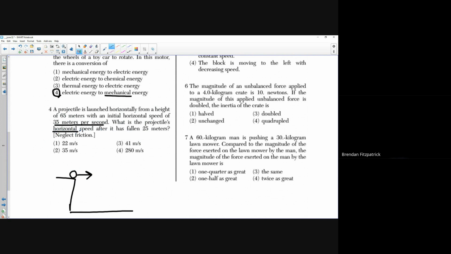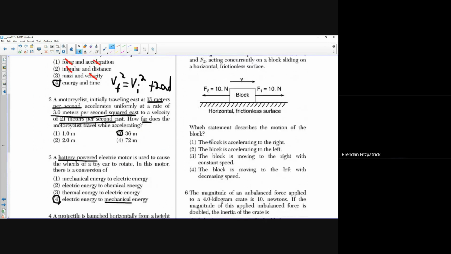Well, remember, the horizontal speed does not change, right? In the horizontal direction, the acceleration is always equal to 0. So the velocity has to be constant. So that means that 35 meters per second does not change. Still 35 meters per second. Question 4 was 2. Good.